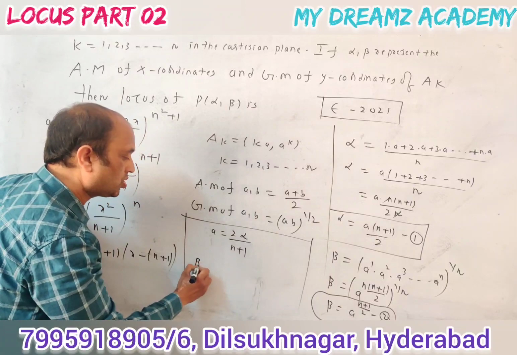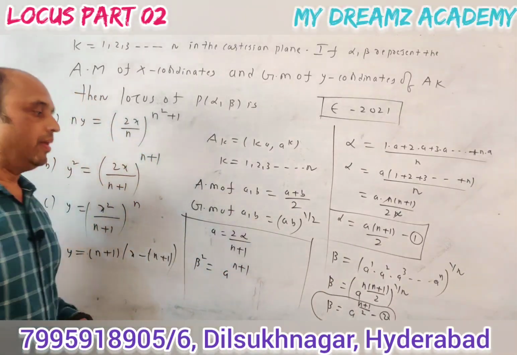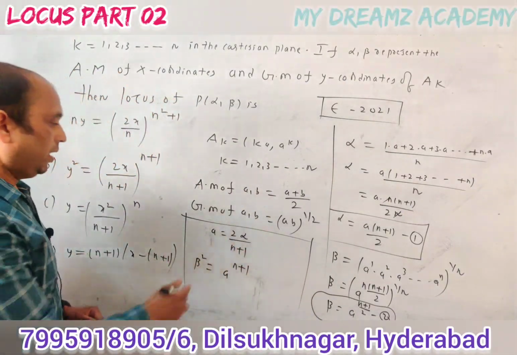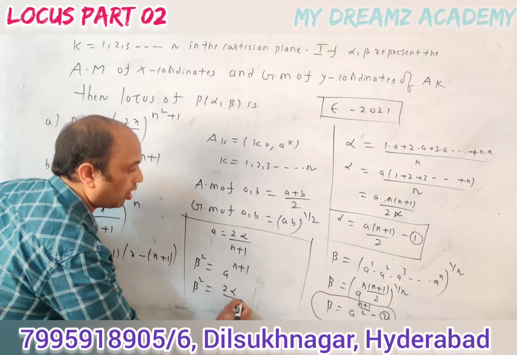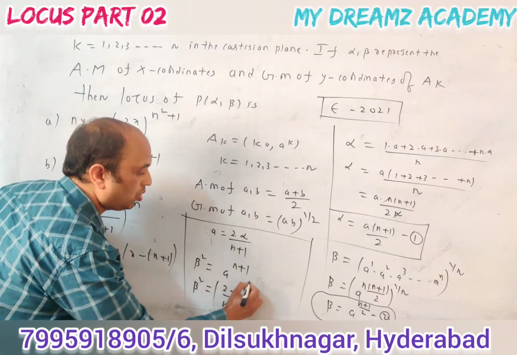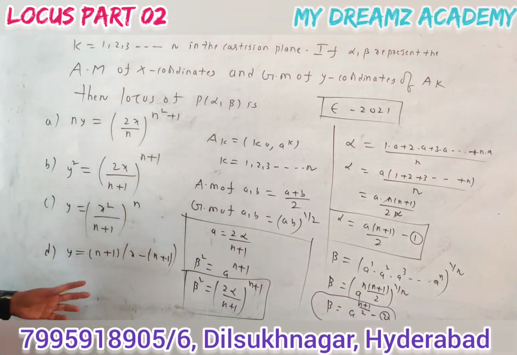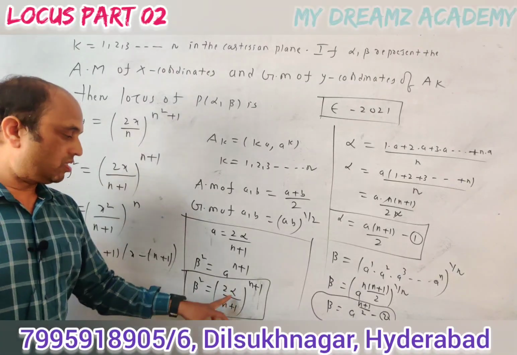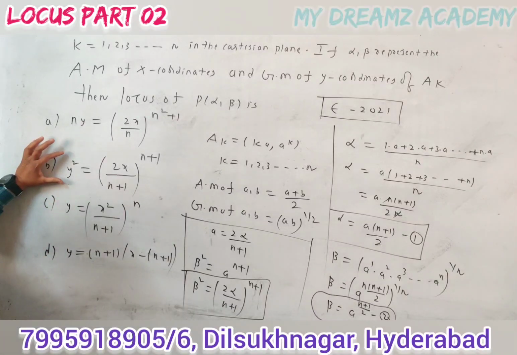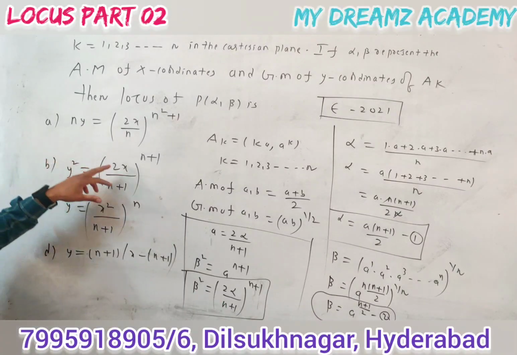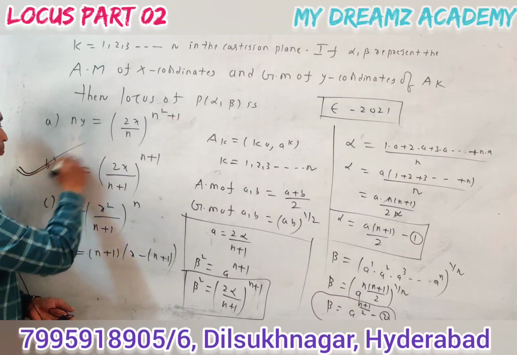So beta is equal to a to the power of n plus 1 by 2. Now squaring on both sides, we get beta square equal to a to the power of n plus 1. Now substitute in place of a: beta square is equal to 2 alpha by n plus 1, whole to the power of n plus 1. So this is our required answer. In place of alpha substitute x, in place of beta substitute y. So y square is equal to 2x by n plus 1, whole to the power of n plus 1. So our required option is B, the correct answer.